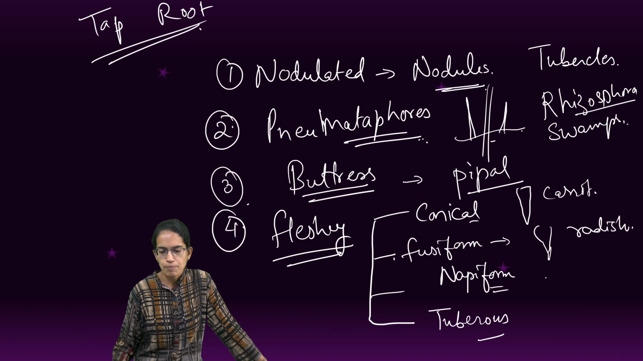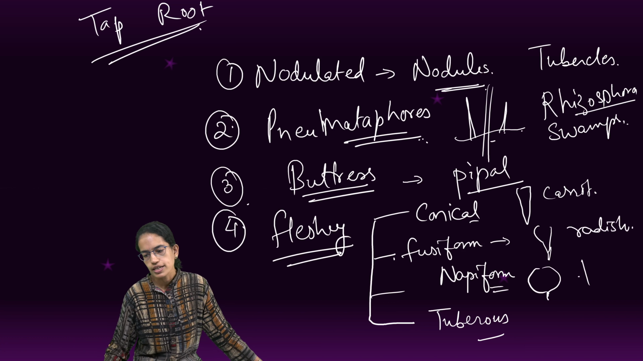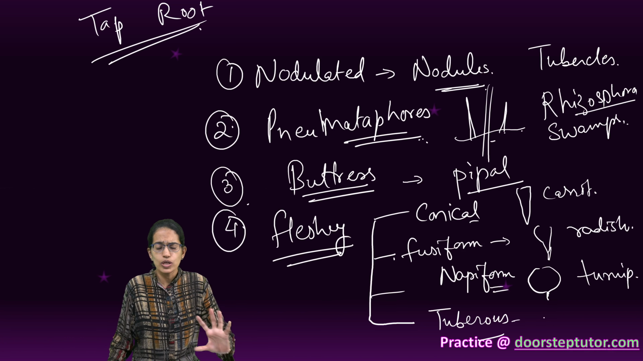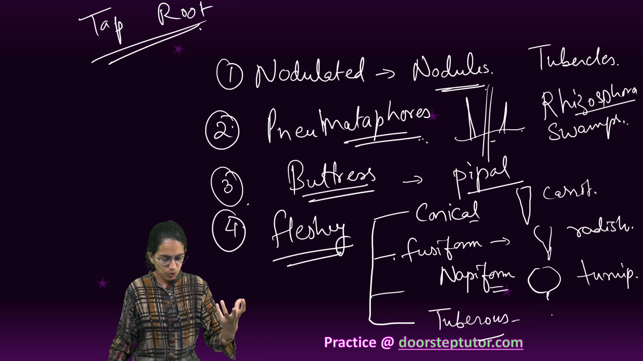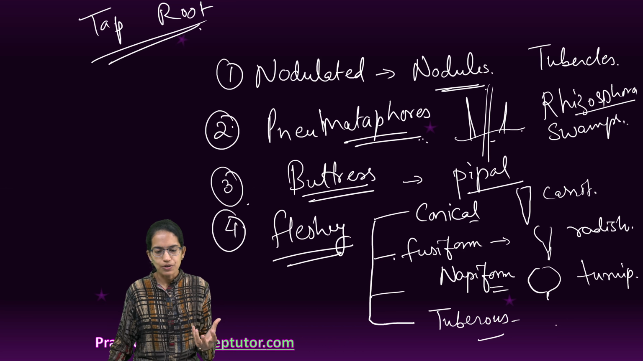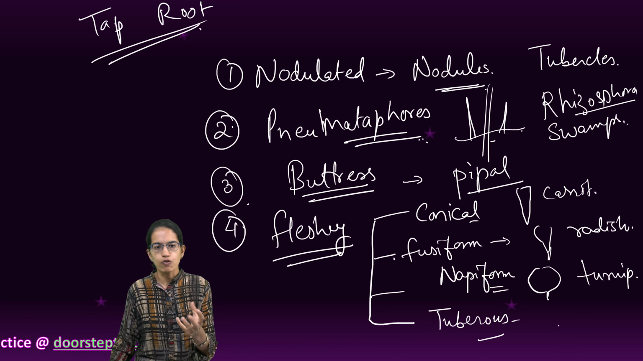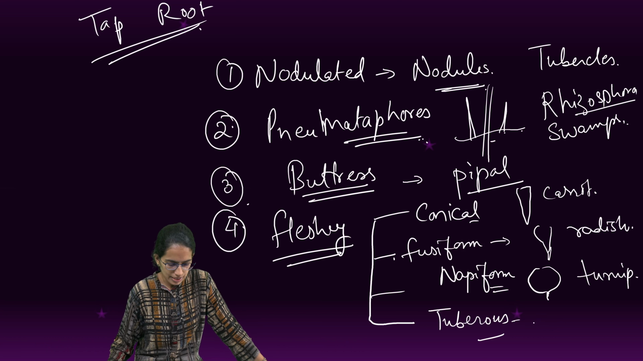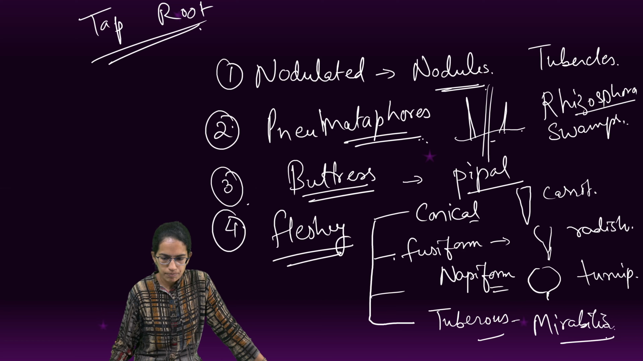The next is napiform. It's like a circle and then a root. Turnip is a good example to explain it. And tuberous, it is swollen in any shape. A good example would be sweet potato. It's swollen in any form and therefore we call it tuberous. It's actually irregularly swollen. Mirabilis is a good example again for it.